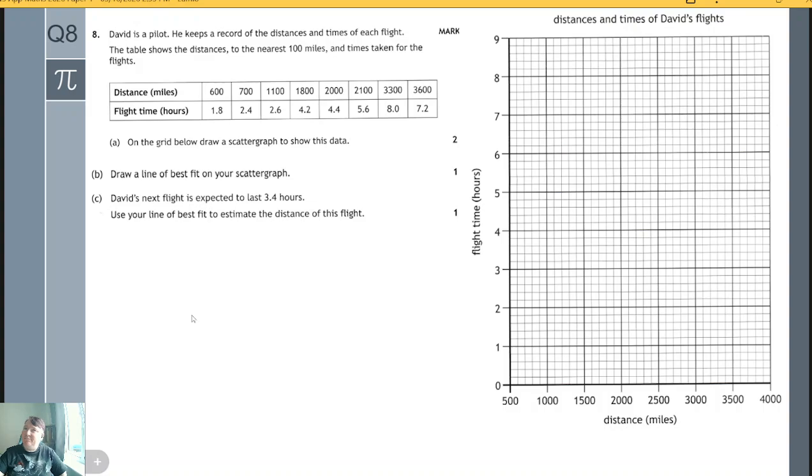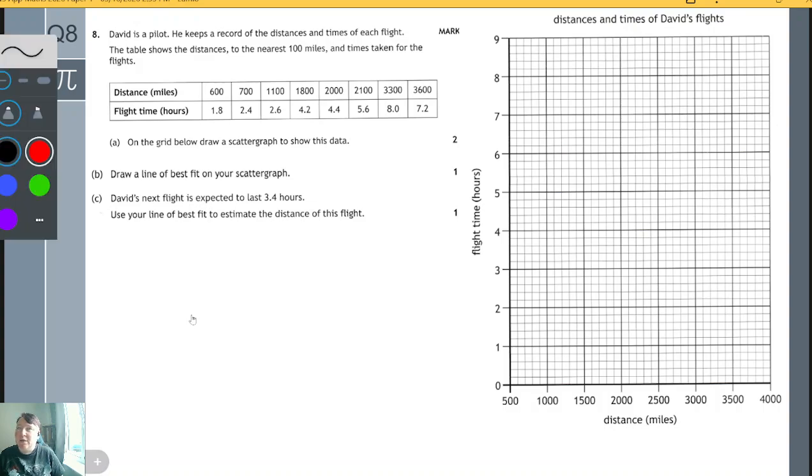Question 8. David is a pilot. He keeps a record of the distances and times of each flight. The table shows the distances to the nearest 100 miles. And our numbers are going up in our graph in 100 miles. And the times taken for the flights, and our times going up in hours. We have to draw it out. Okay, this is going to be interesting.